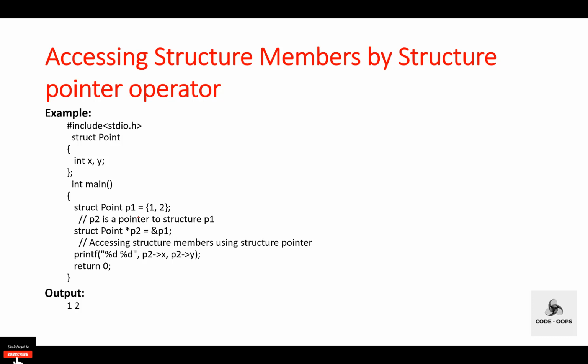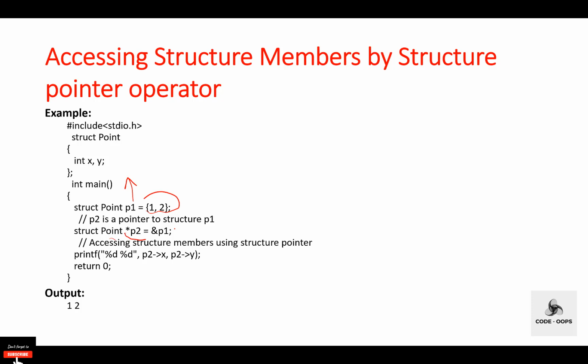First of all, declare a structure. Then inside the main function, declare a structure variable. Then initialize the members of the structure. Then after that, declare pointer to structure. How to declare pointer to structure? With star operator. Struct is a keyword, point is the name of the structure, star P2 is the pointer to structure, is equal to ampersand P1. That means P2 is a pointer to structure that holds the address of structure P1.